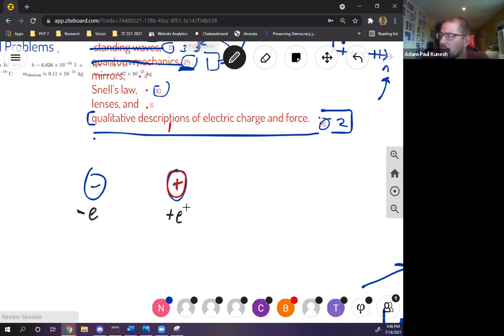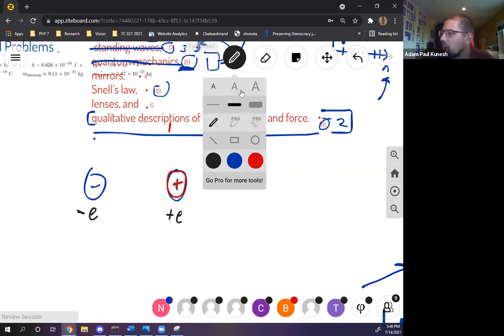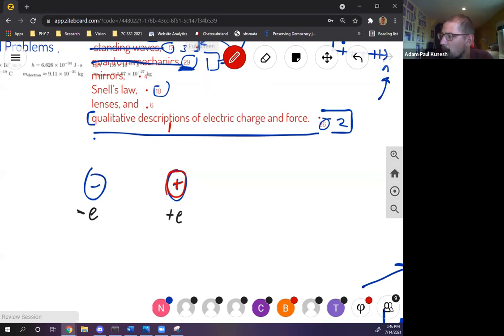Anytime I have a charged object, it's really some number of electrons or protons that are generating that amount of charge. So electrons and protons, as far as we're concerned, are the only thing with charge. We're not going to worry about anything else. All right, so electrons and protons, there they are.